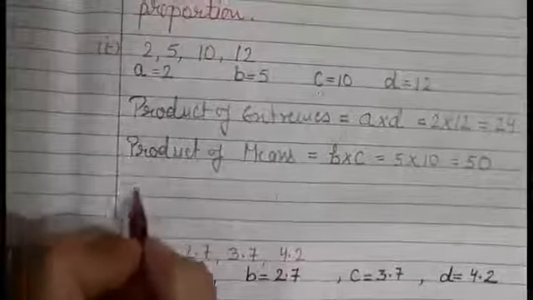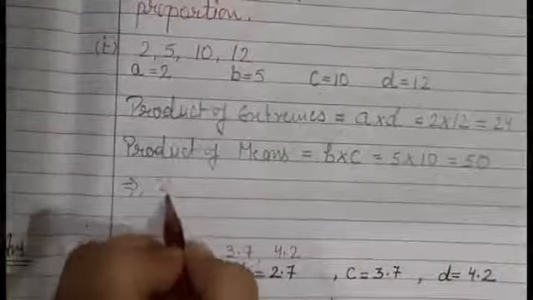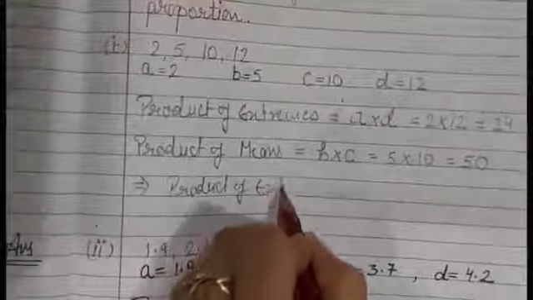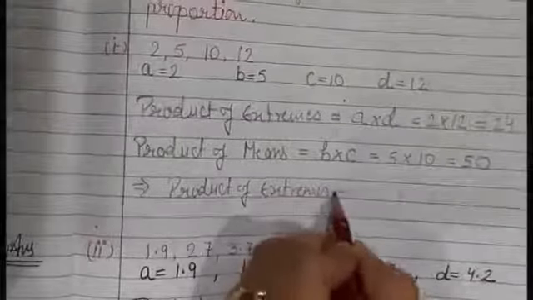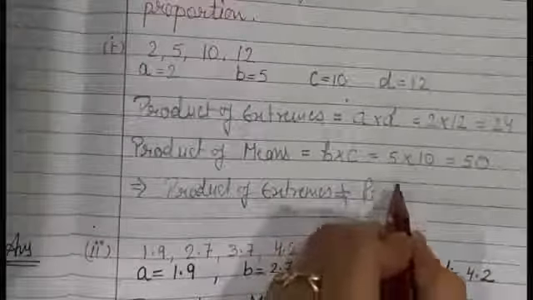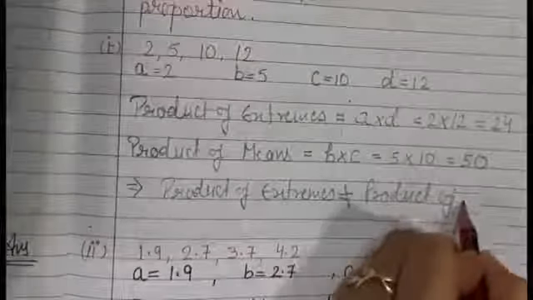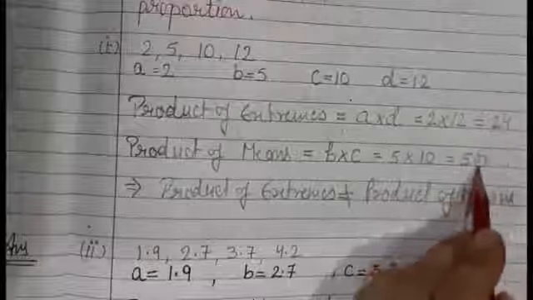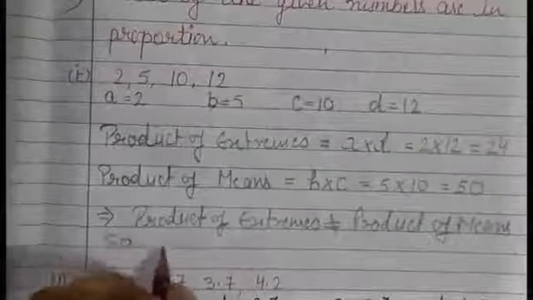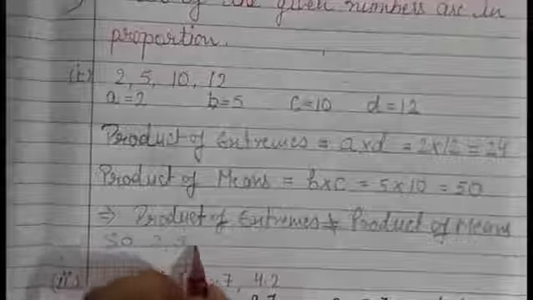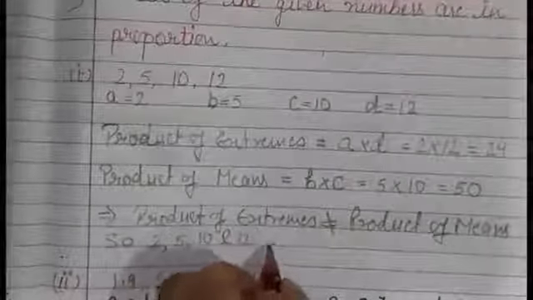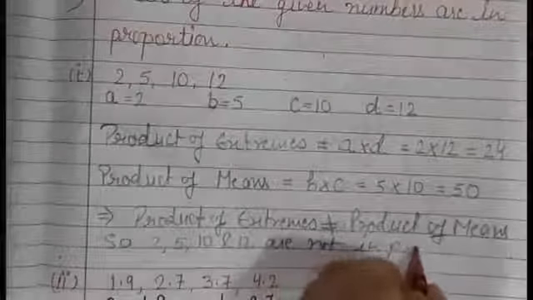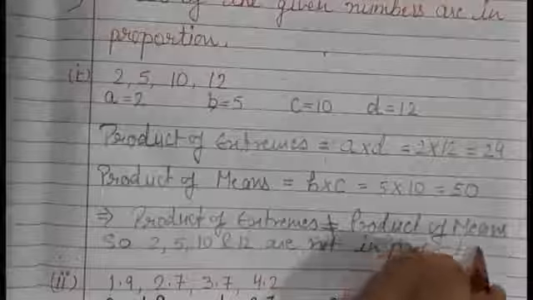Here what is coming? Product of extremes is not equal to product of means. These are not coming the same, 24 and 50. So these numbers 2, 5, 10 and 12 are not in proportion. Hope it is clear to you.